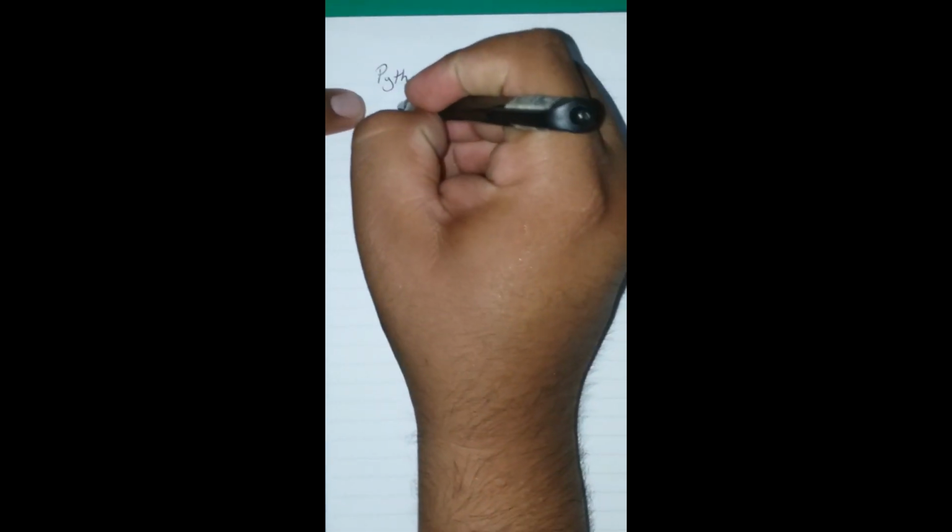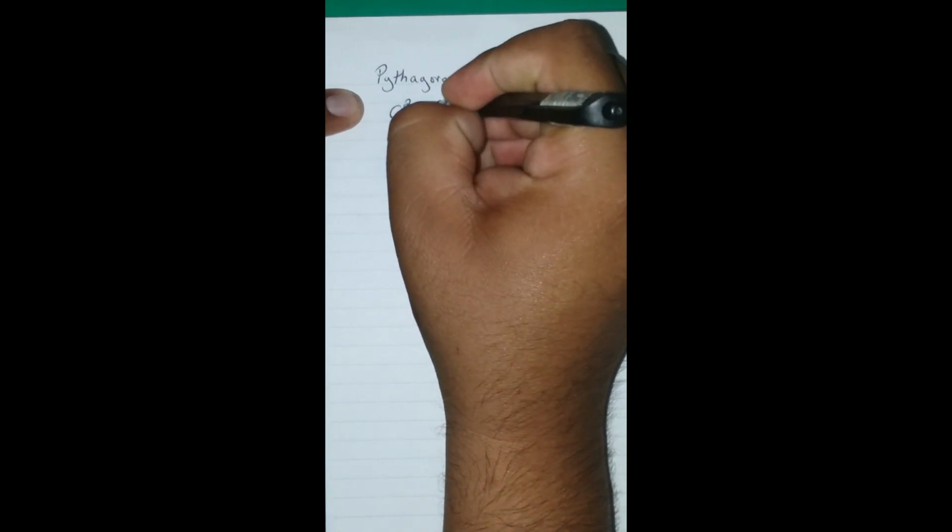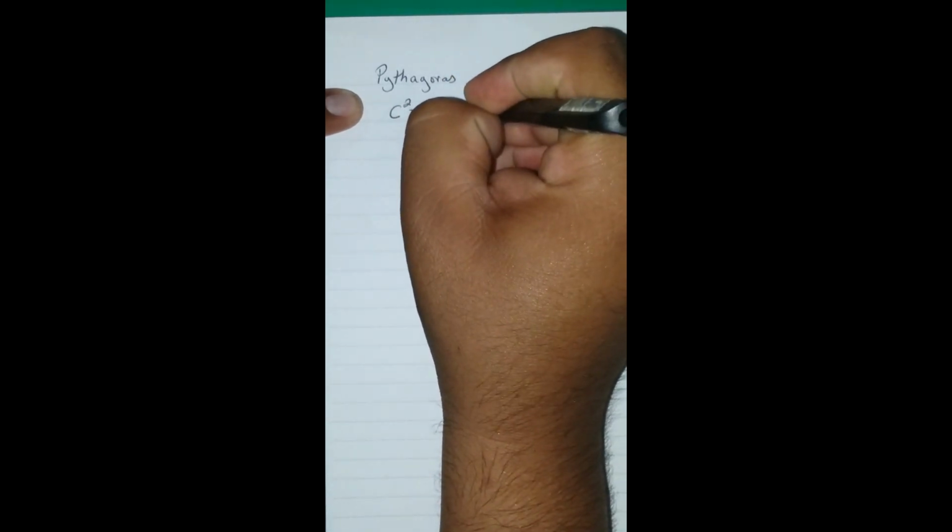There is only one formula to it, and the formula is c squared equals a squared plus b squared. And that is the formula that we're going to be using to solve Pythagoras theorem.